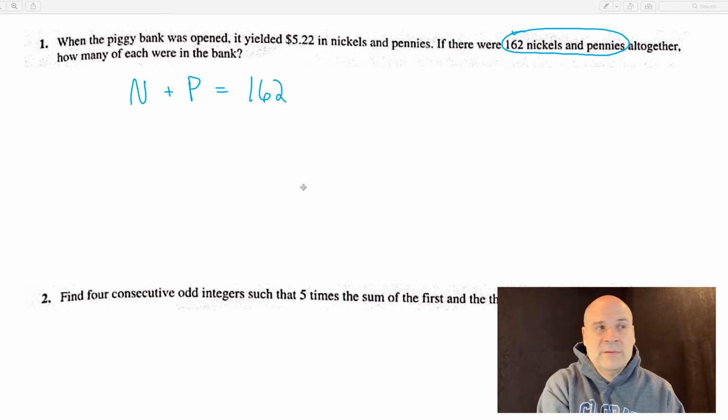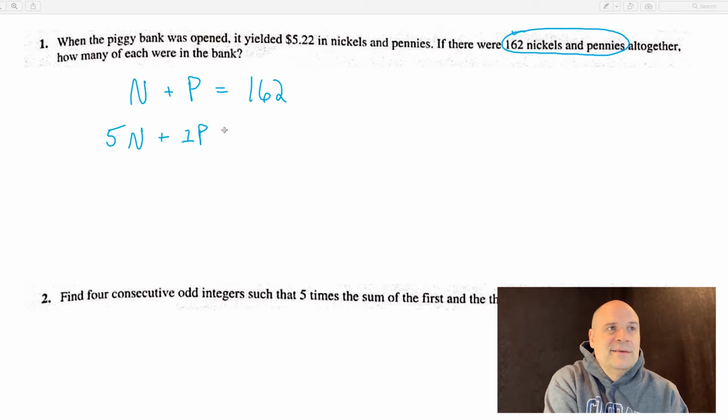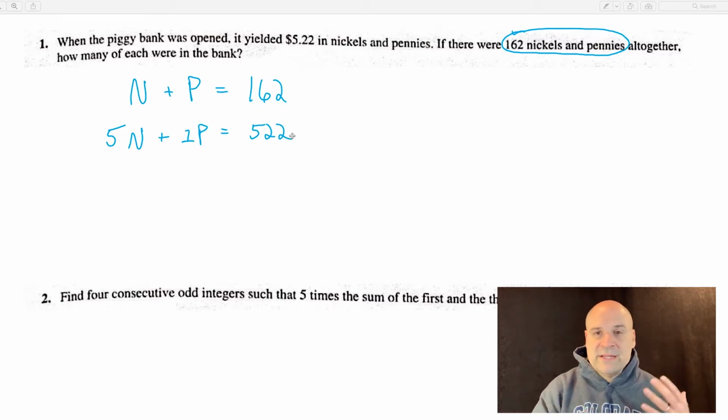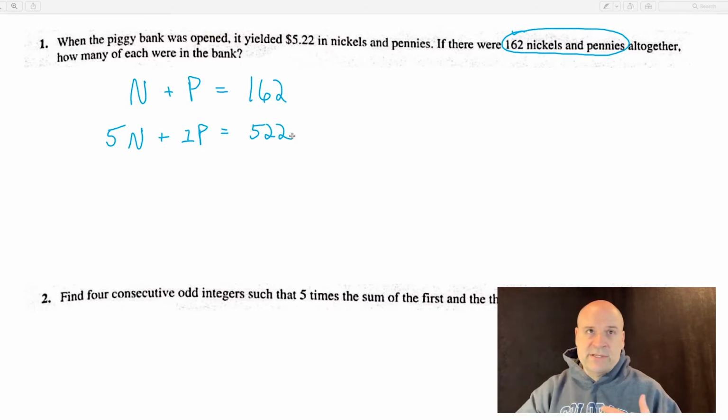Now how do you figure out how much money you have? Well, you count your number of nickels and multiply it by 5. So 5 times your number of nickels plus 1 times your number of pennies, because every single penny is worth a cent. So you could say 1p or just p is fine. And what does that equal? Well, we're in cents now, so 522 cents. Okay, so now you can solve this either by elimination or substitution. You could even do graphing if you want.